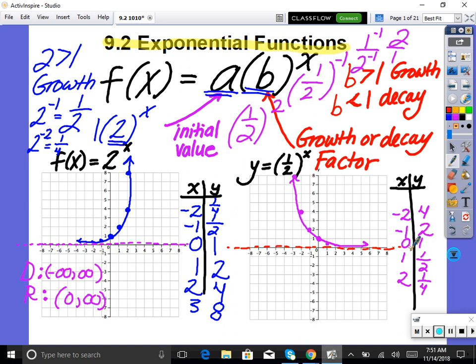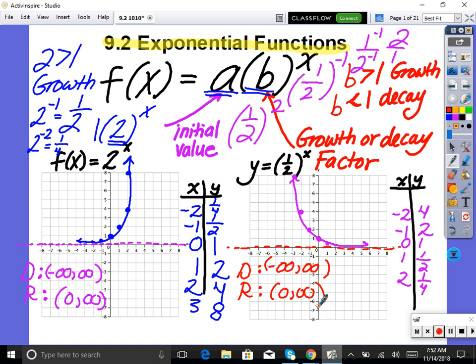So our domain would still be negative infinity to infinity, and our range would still be 0 to infinity, wouldn't it? Not including 0, because it just approaches our asymptote, not negative.